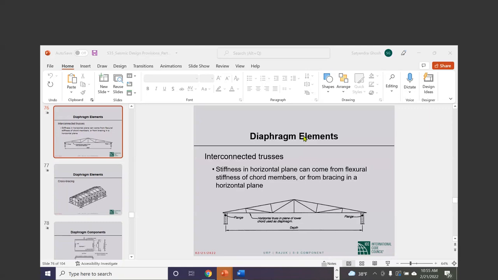Look at ACI 318. It has a whole section on diaphragms in part of Chapter 18. It's 18.11 or 18.12, something like that. So it is the section on diaphragms. Look in there and see what you find. Everything that is said by ACI 318 on detailing is in that section.